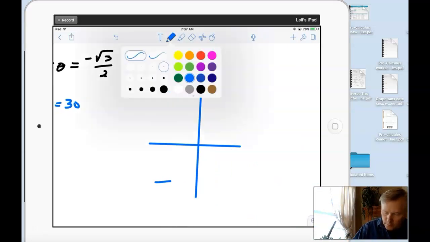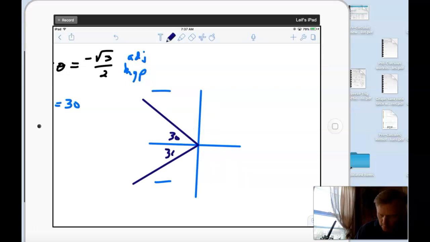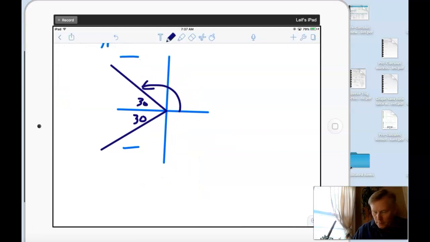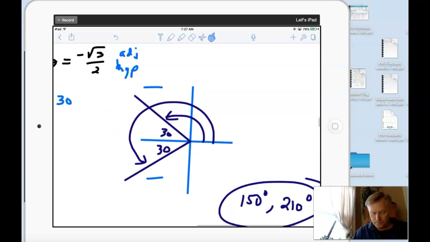Which means this is 30. This is 30. So that'll be my first answer, which would be 180 minus 30, which is 150. The other one would be past the 180 by 30. So 180 plus 30 is 210. And those are my two answers.